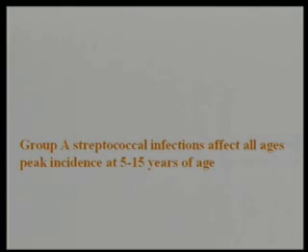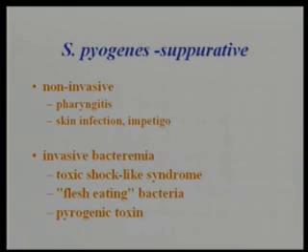Now, the group A streptococcus, what we say about it varies from decade to decade. This is true: group A streptococcus infections affect all ages with a peak incidence at 5 to 15 years of age, which is why it's very common for parents to take their kids to the doctor to be treated with this. There's a lot of fear about the group A streptococcus and a lot of misunderstanding about it among parents and probably even some physicians, I'm sure, but hopefully not graduates of the USC School of Medicine. And we'll see why in a little bit.